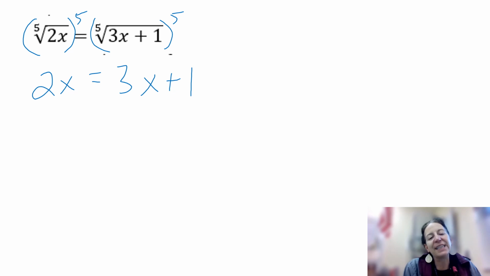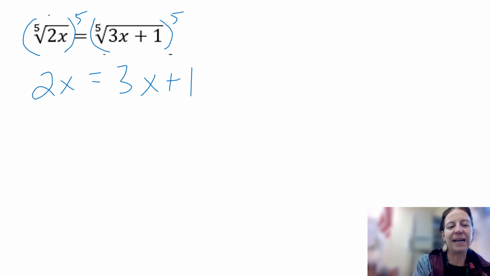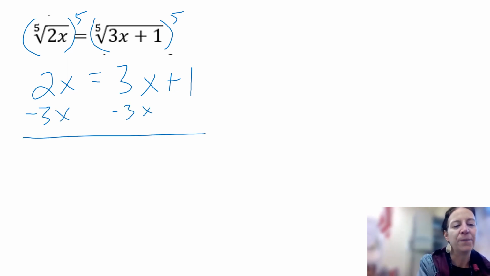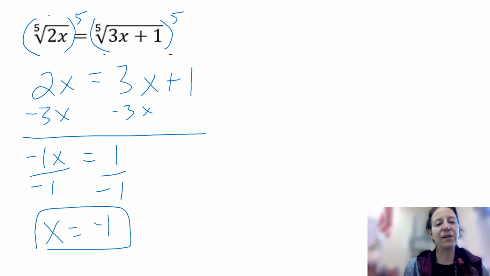The problem with that is that my 1 is sitting on the side over there with the 3x, and so that is going to necessitate me doing an extra step that I'm not super keen about doing. So, I'll do it out both ways so you can see it. So I can isolate my x's by taking away 3x from both sides. 2x minus 3x gives me negative 1x equals 1. And then I have to divide by negative 1. Okay, and I get x is equal to negative 1.